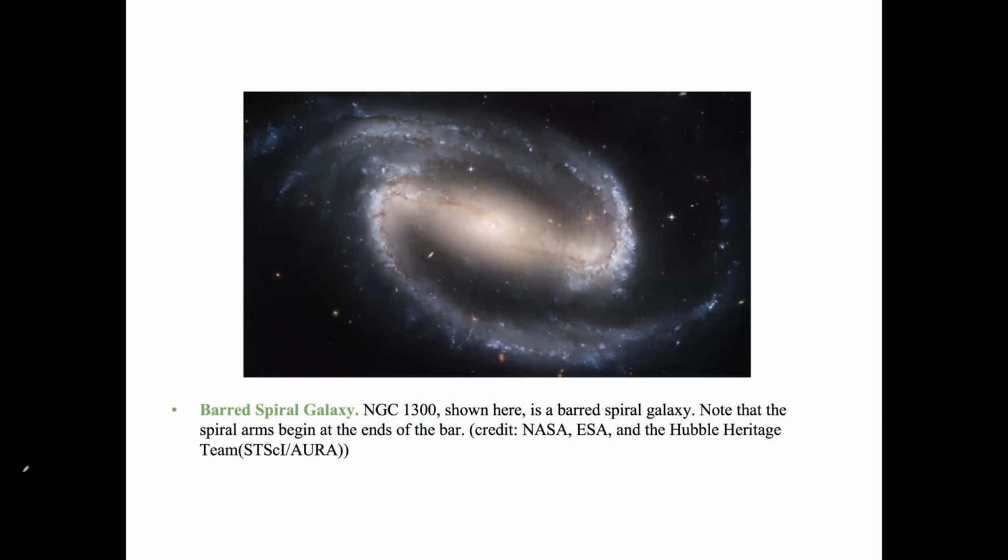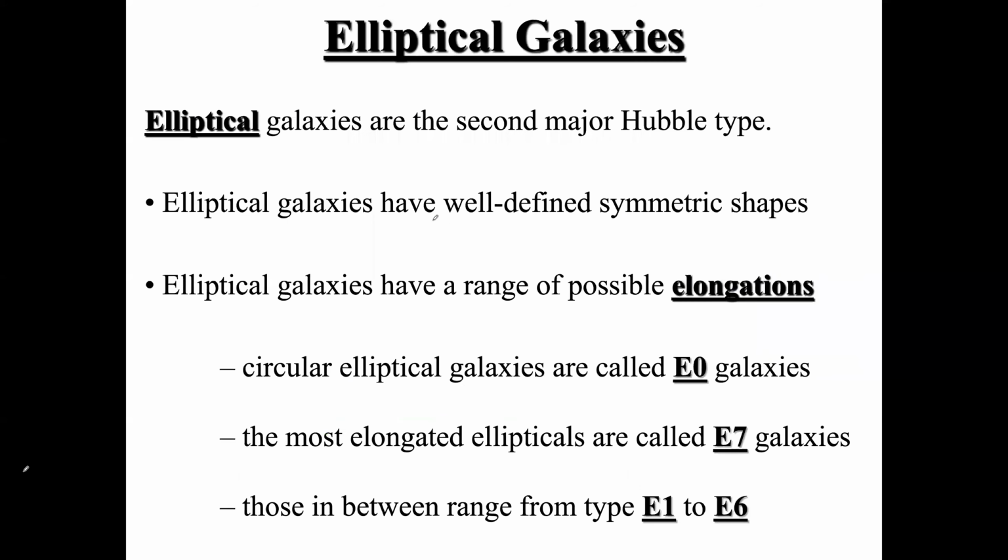Here, this one is called NGC 1300, again a barred spiral galaxy. You can see this bar type structure right here, right? So when you get experience with these images, you can actually decide what kind of galaxy it is, right?